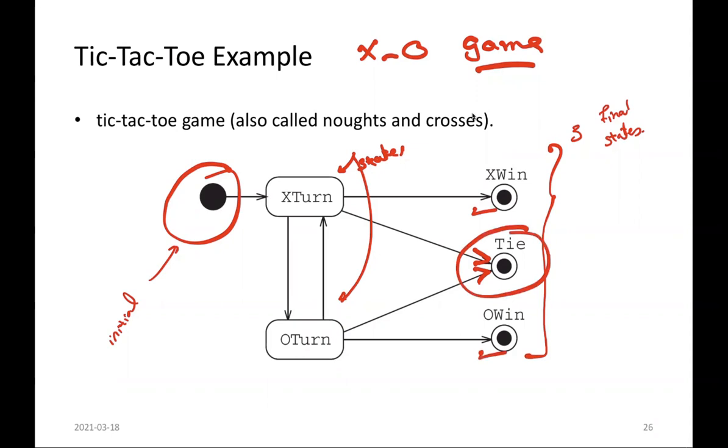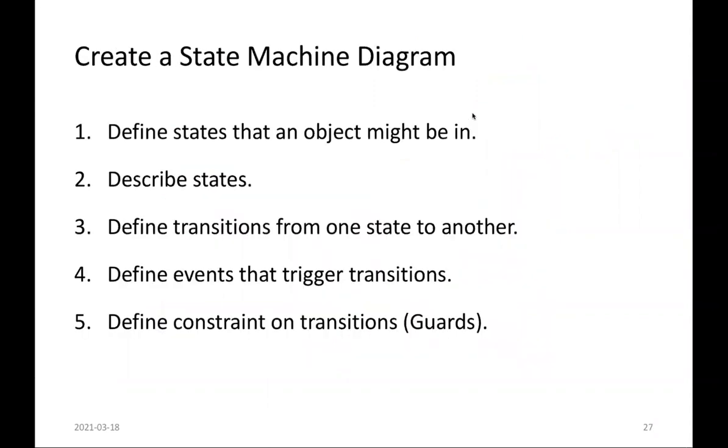So steps in creating a state machine diagram can be listed as follows. First step, you would define the states that an object might be in, and then you will give a description to those states. And third, you define the state transitions from one state to another. In addition to this, you define the events that trigger transitions and the constraints on such transitions, which are those guards.